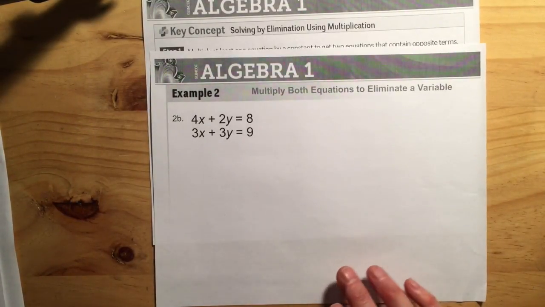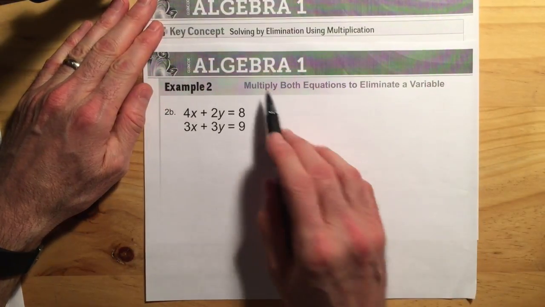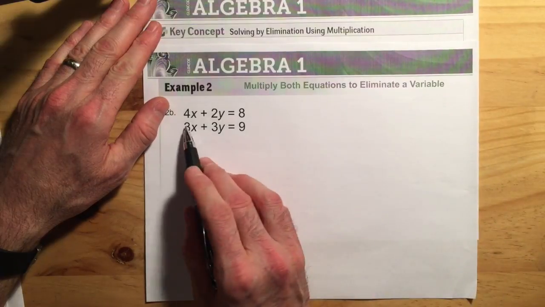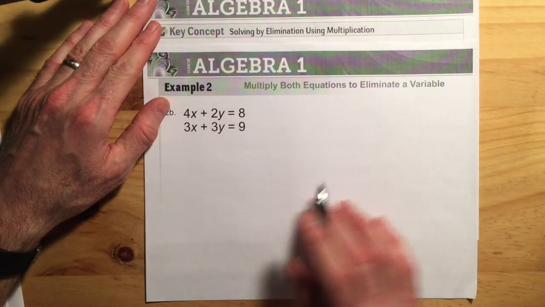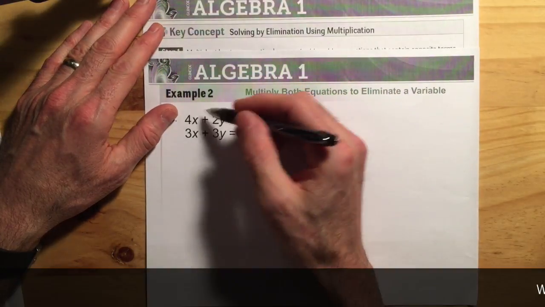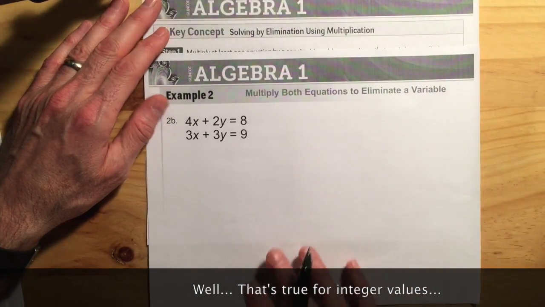All right, one last example of solving by elimination using multiplication. Again, we're going to multiply both equations to eliminate a variable because, as you can see, if I multiply one or the other by a constant, by a positive or negative constant, I'm still not going to be able to eliminate anything. I'm going to have to use the least common multiple.